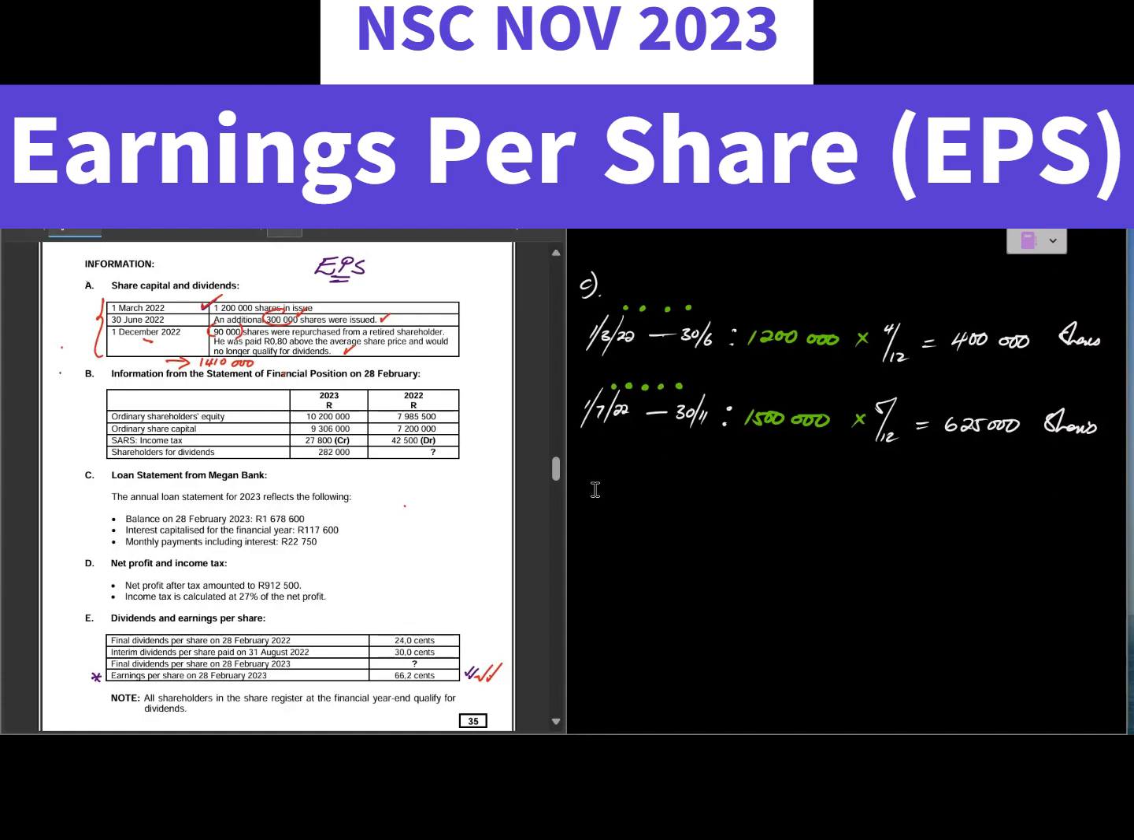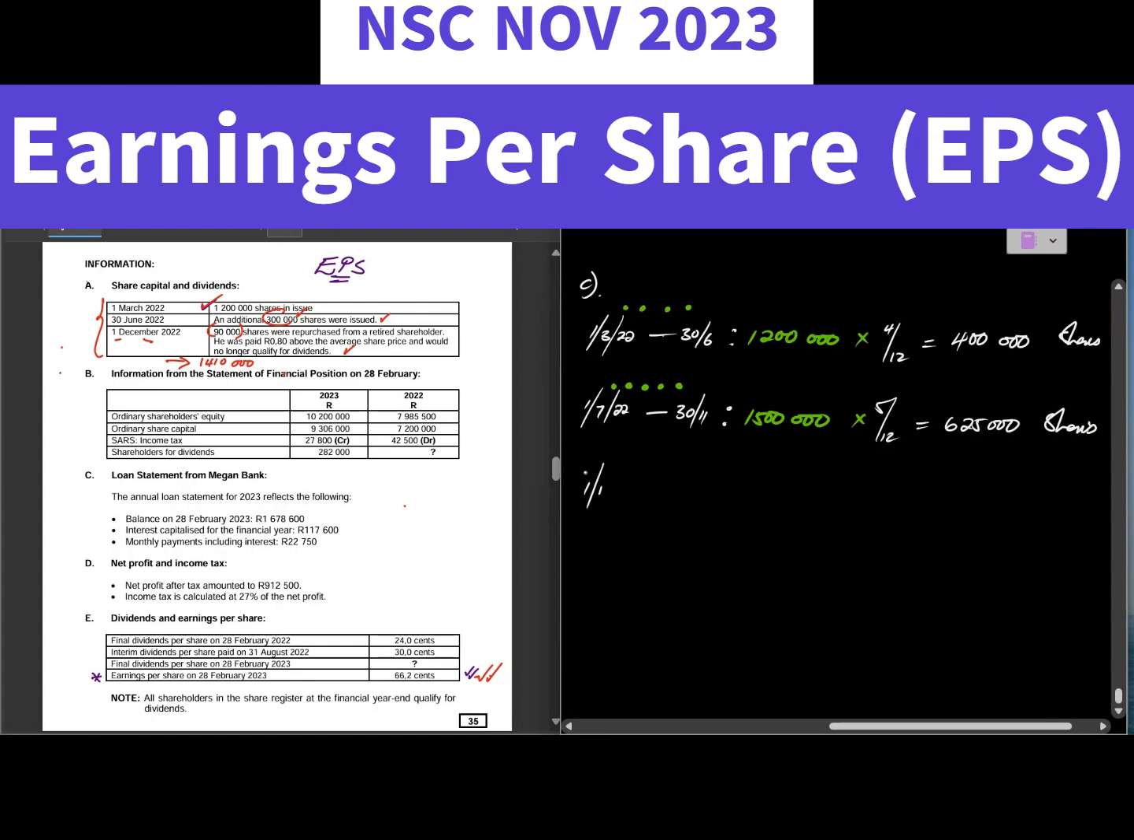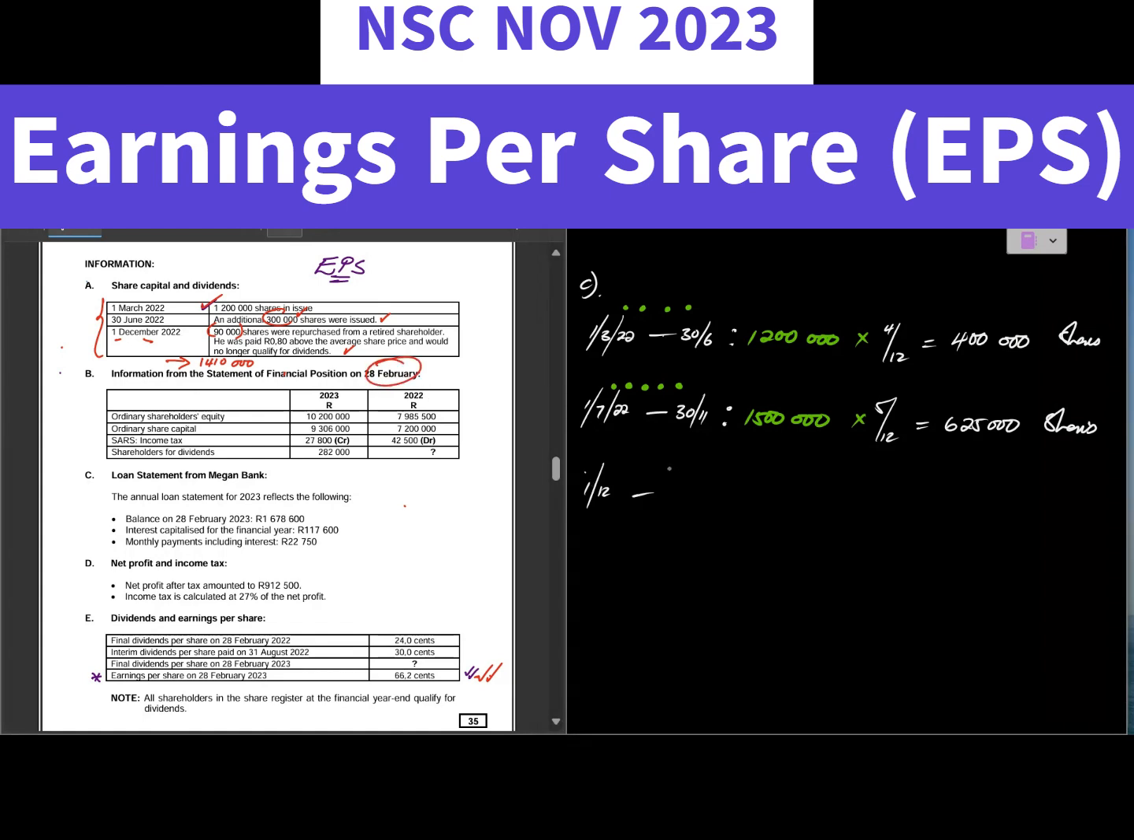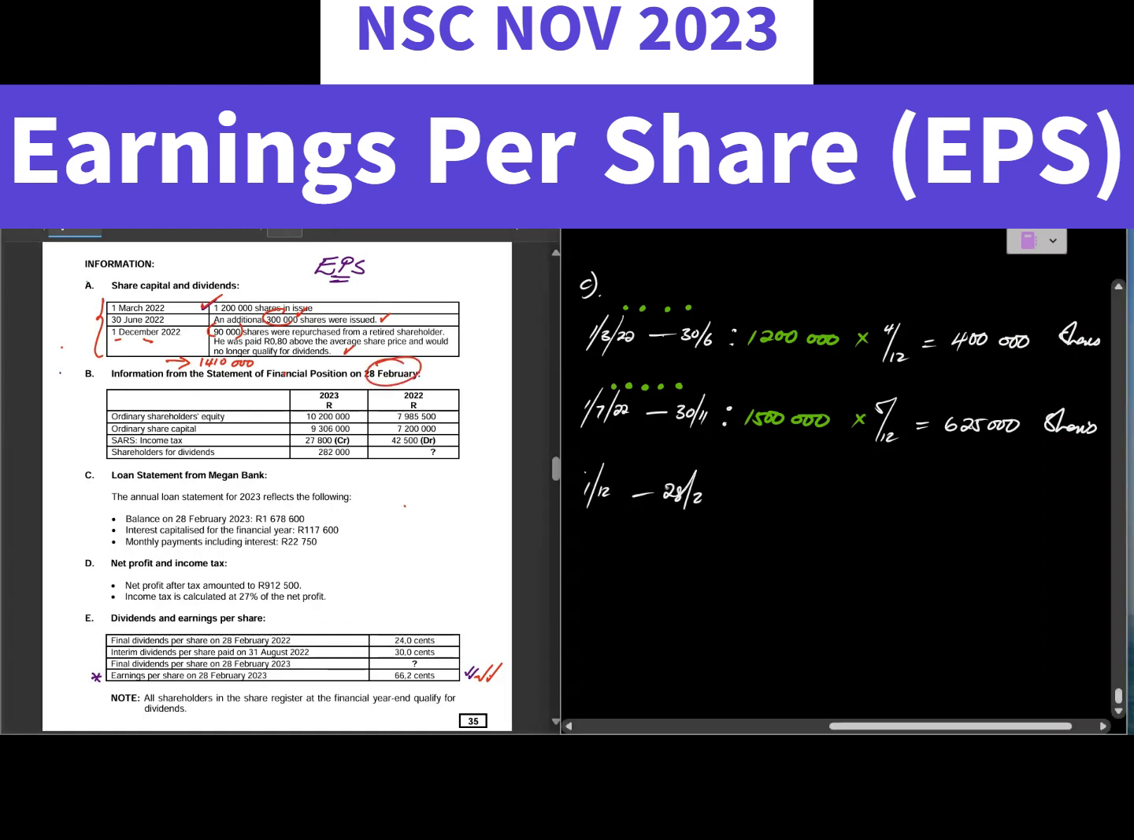And then lastly now, which is from the 1st of December until the financial year end, which is 28th February. All right. And then how many shares are we having now? It's 1.5 minus 90, which is 1,410,000. And then we multiply that. So we're counting the number of months again. In terms of months, it's going to be from December, January, February. So it's 3 over 12 in this case.